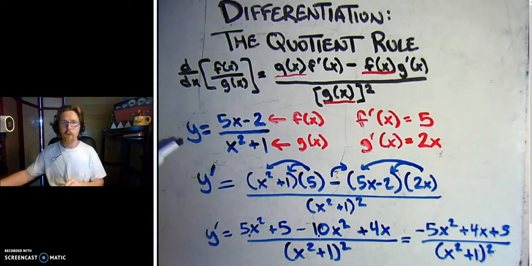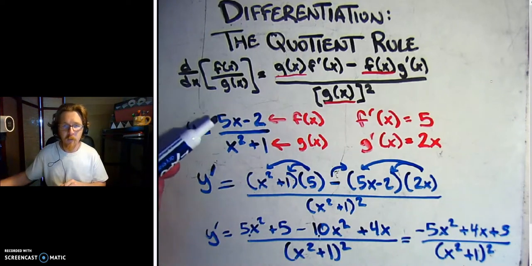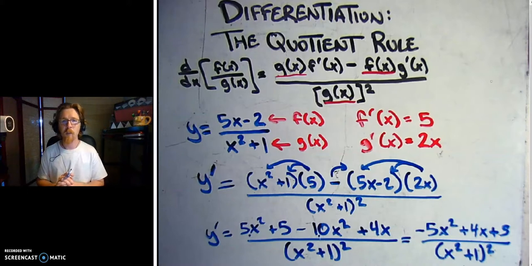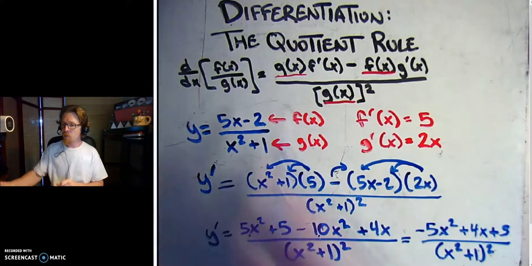So the derivative of 5x minus 2 over x squared plus 1 is equal to negative 5x squared plus 4x plus 5 over x squared plus 1 quantity squared. And that's using the quotient rule.